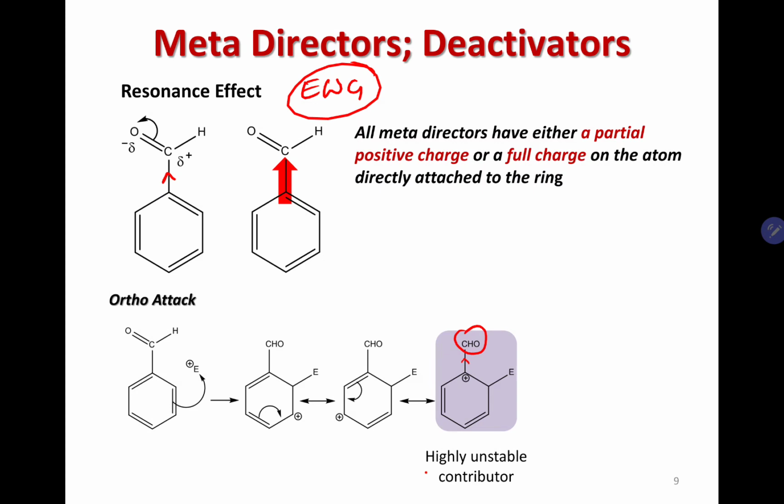If you are going to have a positive charge, you expect the molecule to donate some electron density onto the positive charge, so that the positive charge will be more favorable. But instead, when you have an electron withdrawing group, it is also pulling electrons from an already electron deficient carbon, which is this one. So therefore, this is highly unfavorable. Whenever you have a highly unfavorable contributor, this pathway will not take place. So ortho attack is highly unfavorable.